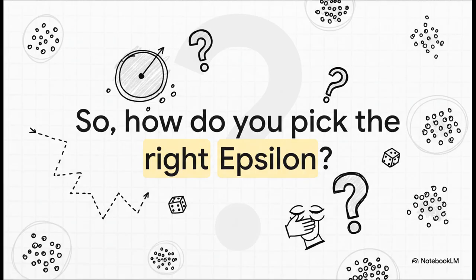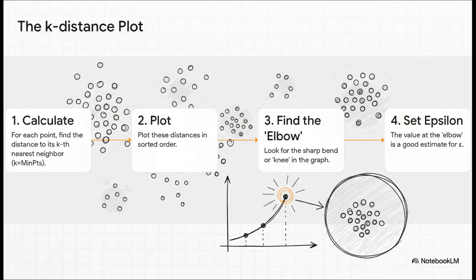And that brings us to the most practical million-dollar question. If the whole thing hinges on picking a good epsilon, how in the world do you actually do that? You can't just guess, right? Thankfully, there's a pretty standard trick called the k-distance plot. It sounds complicated, but it's not. You just set k to be the same as your minPts value.